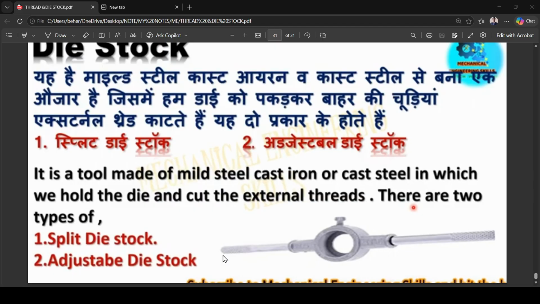So that's all from me. Friends, today we learned about threads, their uses, important terms, and the different types of threads used in the manufacturing industry.